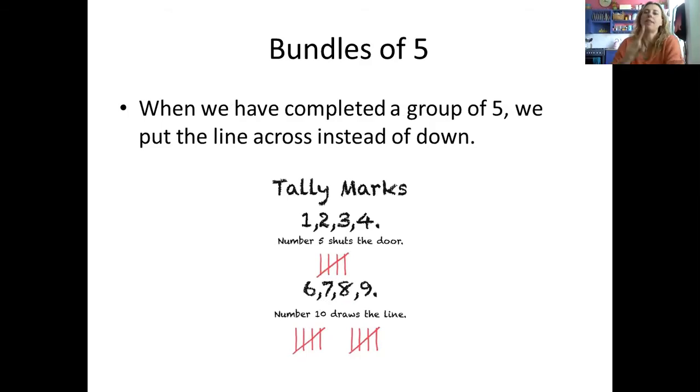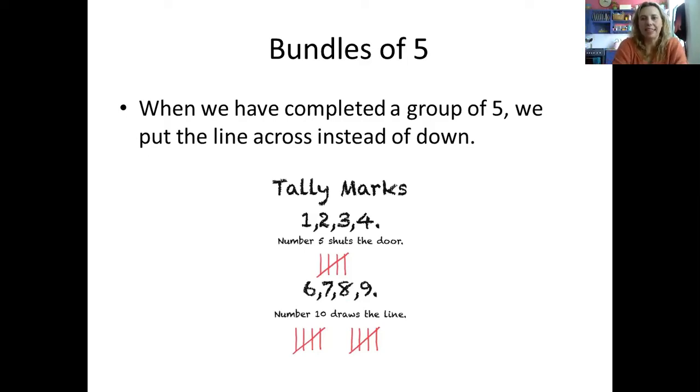So shall we have a go at doing that rhyme? Can you get your writing finger? So imagine that we're doing a tally. Go 1, 2, 3, 4, number 5 shuts the door. 6, 7, 8, 9, number 10 draws the line.